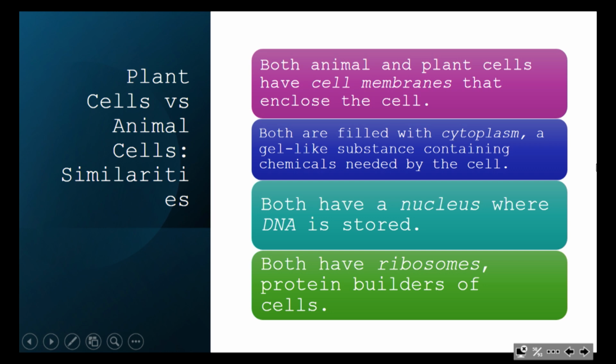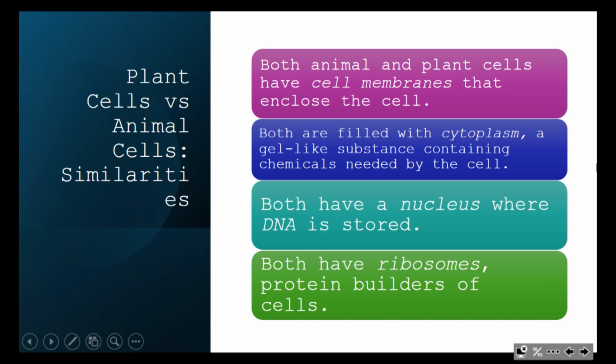Another similarity between plant and animal cells is they both have a nucleus, and remember the nucleus is where the DNA is stored, okay? They both have a nucleus, so they're both eukaryotic cells. That's what it means to be eukaryotic, is that you have a true nucleus. The nucleus is really important. That's where we keep the DNA. DNA is like the instructions for the cell to follow, and we keep the DNA inside of the nucleus to keep it safe.